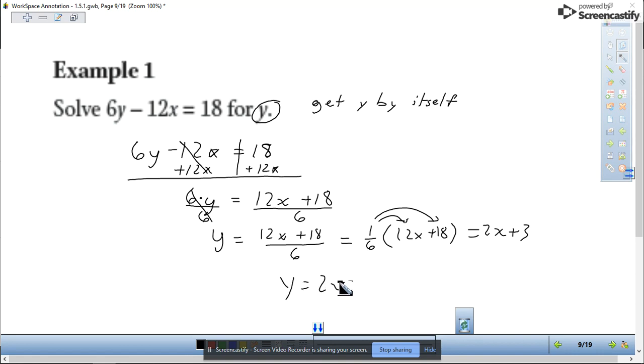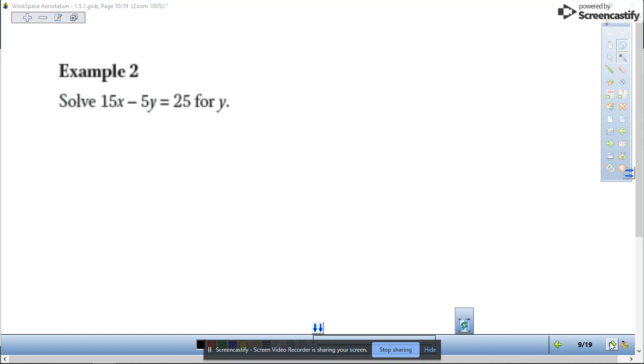So y equals 2x plus 3. All right, moving on. Feel free to pause if you needed to copy that down. All right, same thing here. We're going to solve for y.